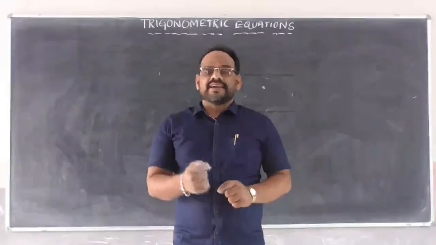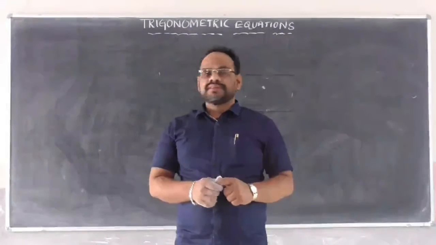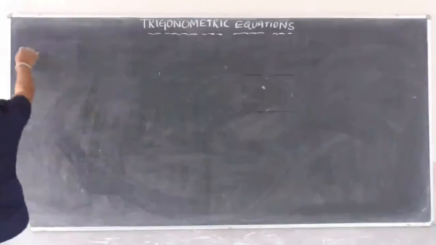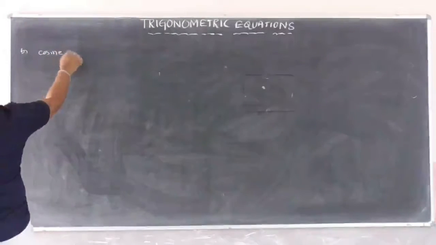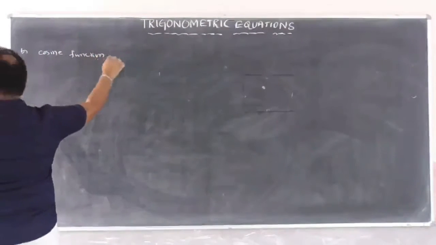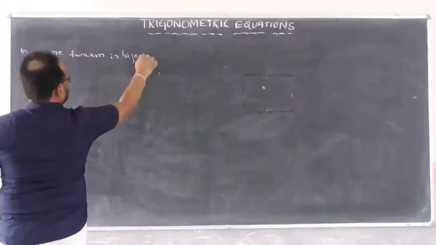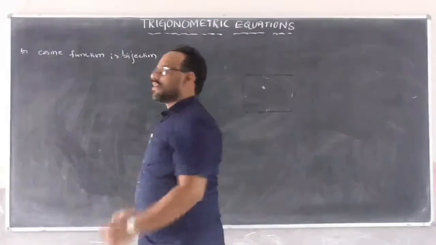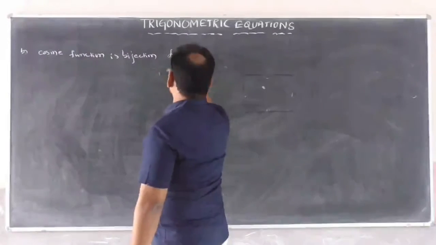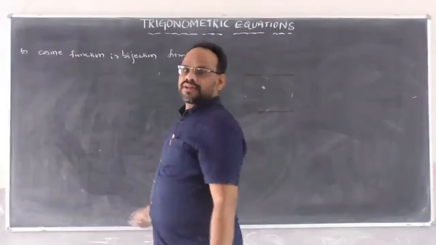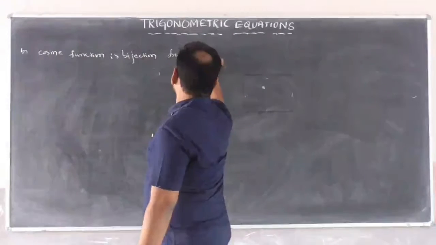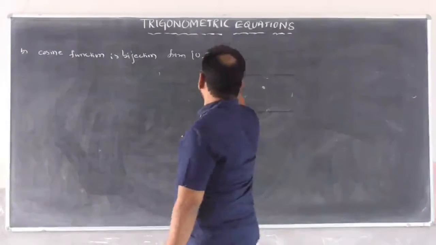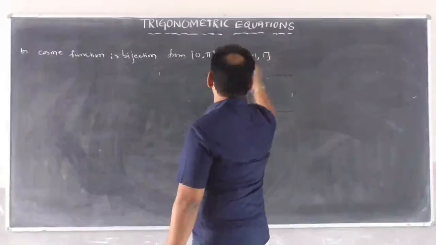Second one, take the cosine function. The cosine function is also a bijection function from the closed interval 0 to pi onto the closed interval minus 1 to plus 1.